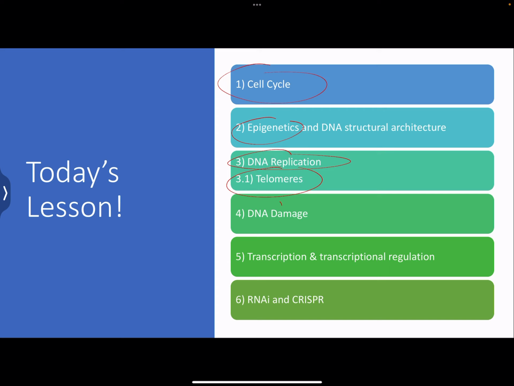cancer and aging. We're going to talk about DNA damage, what's a point mutation versus frame shift mutation, DNA damage repair mechanisms. We have NER, BER, MMR, double strand break repair, transcription and transcriptional regulation with an emphasis on the lac operon. And finally, we'll close off with RNA interference and CRISPR.